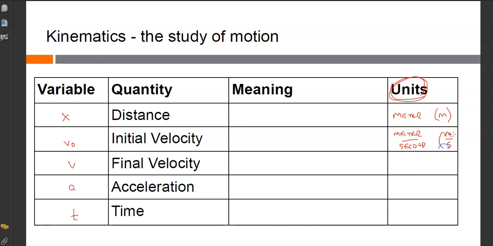And so right here, you might see something that looks very much like that. As soon as you see m over s, meter per second, you know it's a velocity. And then the only question is, is it the initial velocity or the final velocity? All right? So this would also be a meter per second right here. The proper units on acceleration, and we'll talk more about this later, for now, just write down meter per second squared. And the time, of course, is measured in seconds. We've already been working with that.